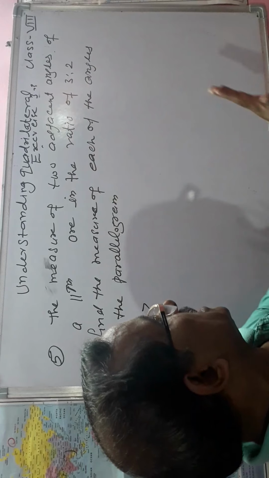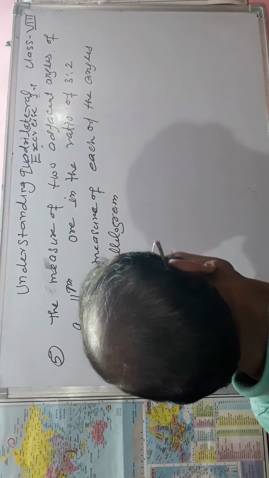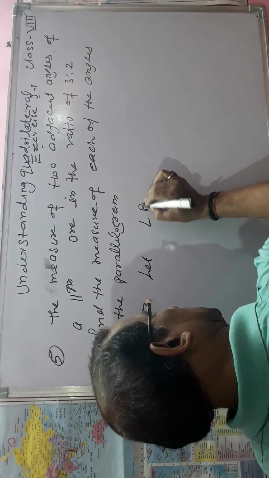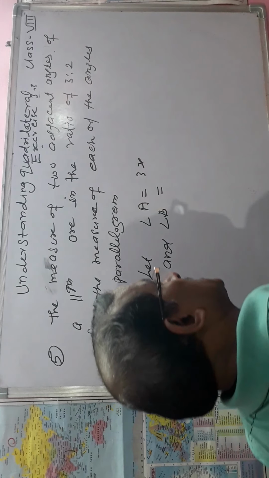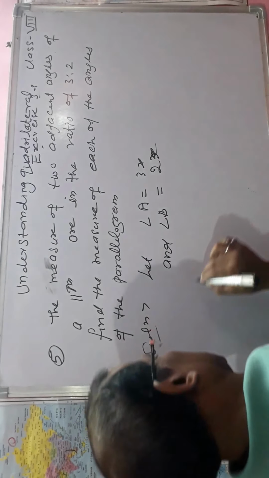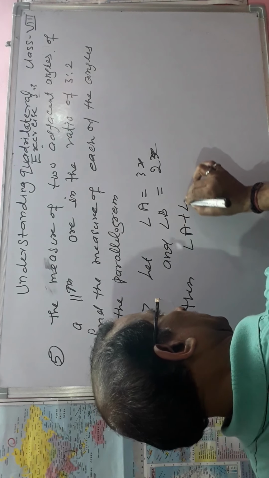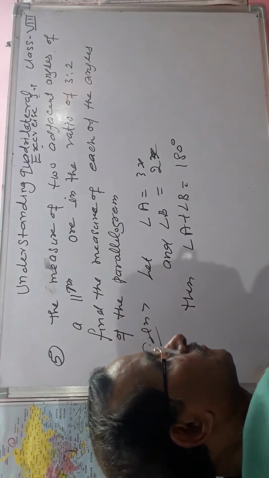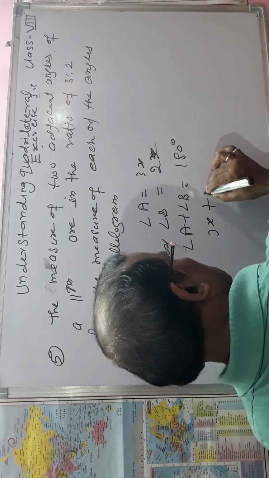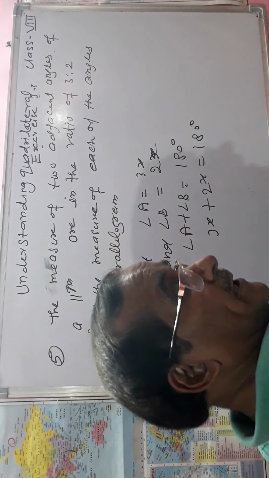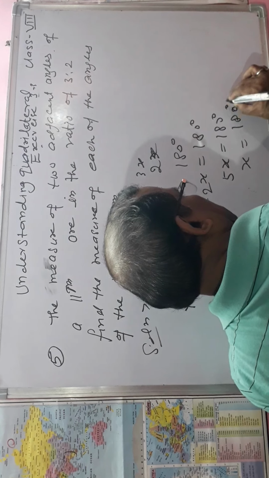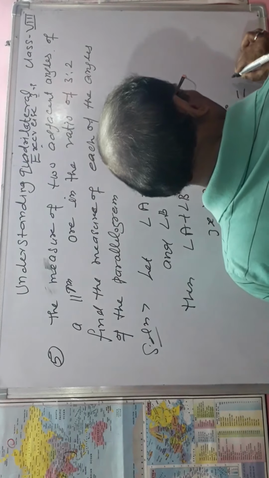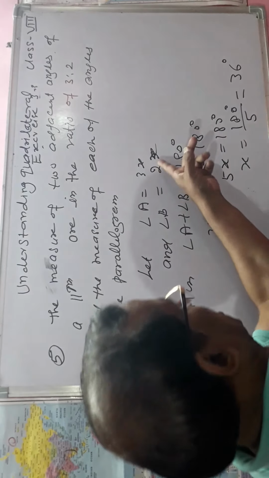In this we have the ratio of two adjacent sides given. Let angle A is equal to 3x and angle B, both are adjacent angles, is equal to 2x. Then angle A plus angle B is equal to 180 degree. In place of angle A we write 3x, angle B is equal to 2x, that is equal to 180 degree. 5x is equal to 180 degree and x is equal to 180 degree upon 5, that is equal to 36 degree.